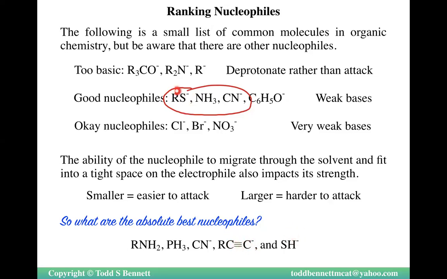Then SH. So just like this was good, if it's an H instead of an R, even better. So these are the 5, and again, know these as general groups. The R may vary, the R may vary, the H could be an R. They'll still be good nucleophiles, but generically speaking, those are good. So let's just look at a typical reaction with it.